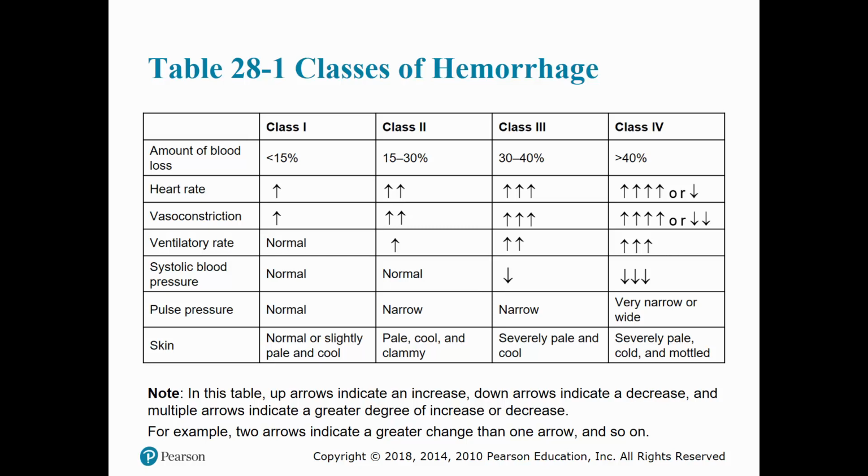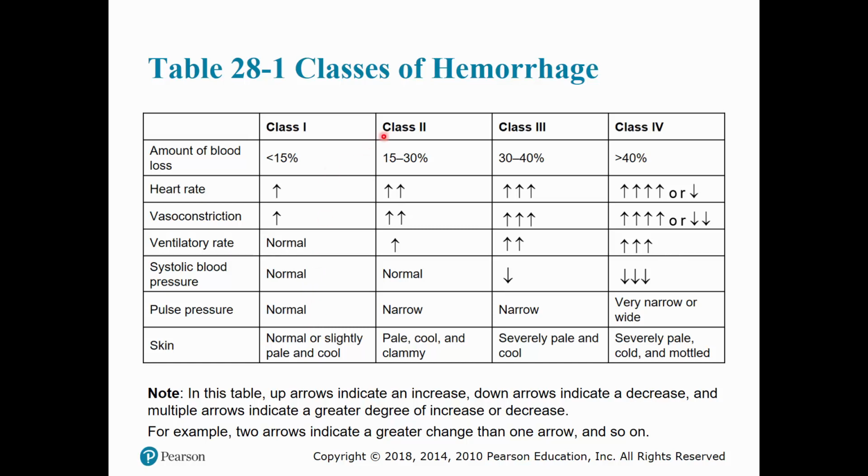This can assist you in determining the amount of blood loss, such as in class 1. With less than 15% blood loss, you may have an increased heart rate, increased vasoconstriction, slightly pale and cool skin, but blood pressure, ventilation, and pulse pressure are all normal.